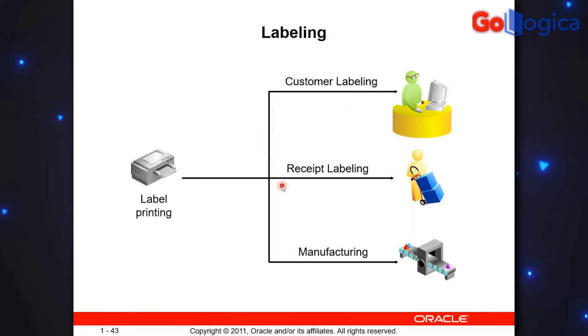Next comes label printing. This is a value-added service provided by Oracle in WMS. Here we have shown some types of labels like customer labeling, receipt labeling, and manufacturing. I'll just go for one example. Suppose while receiving, you have a requirement that whenever you receive an item, a label should get printed that you will paste on your container or on the box. That can be set up using label printing.